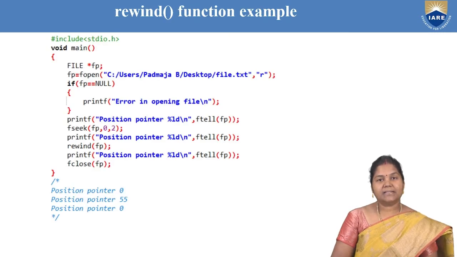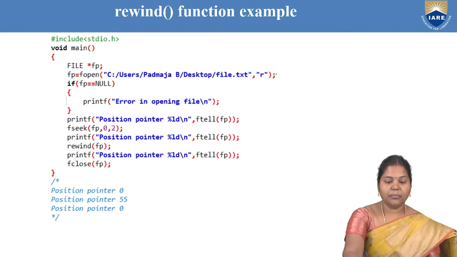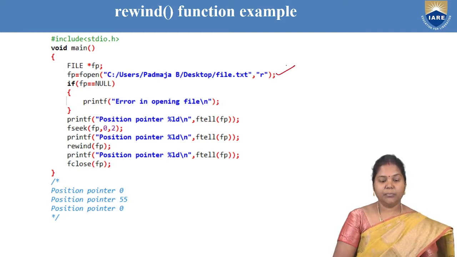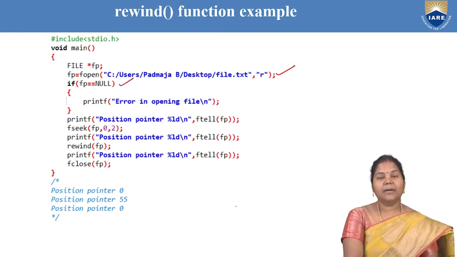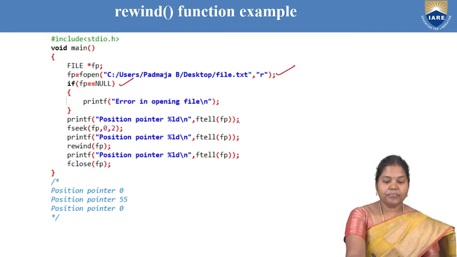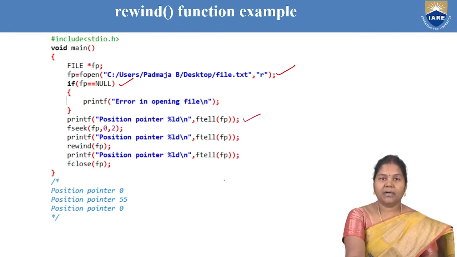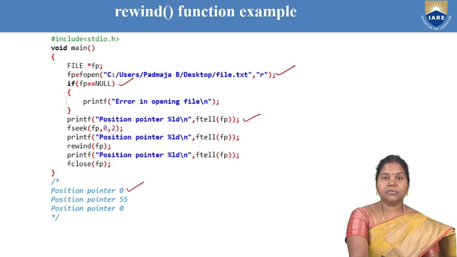Now, let us understand one example related to rewind. So, first of all, we are opening a file in read mode, and then we are checking whether the file gets opened successfully or not by writing fp is equal to NULL or a valid address. Now, what is the current position of the file pointer? It is always at the 0th character.